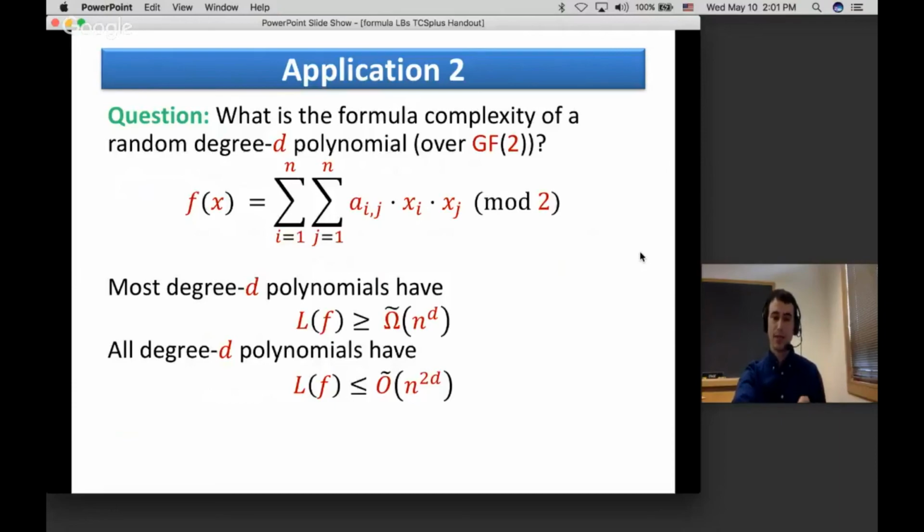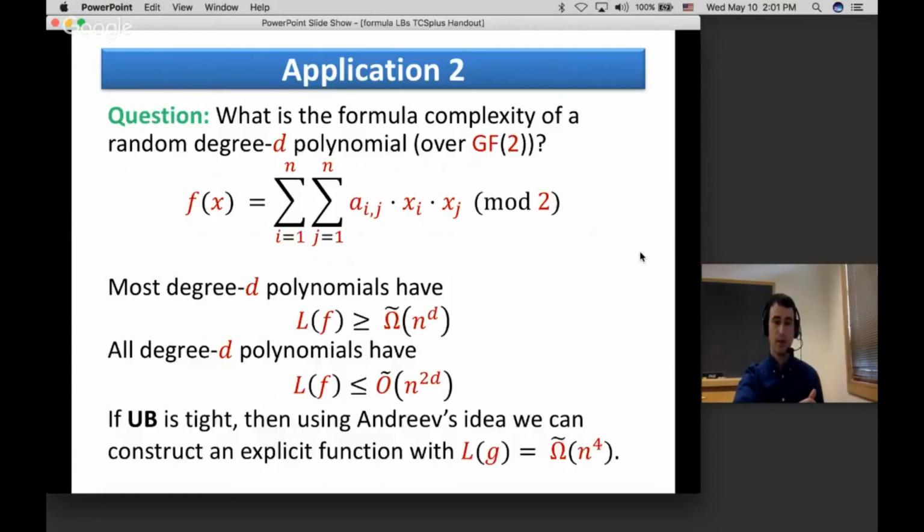We suspect that the upper bound is tight. So the conjecture is that the upper bound is tight. If this conjecture is true, then using the ideas of Andreev and converting the randomness to be part of the input, along with composition with parity, you can construct an explicit function whose formula size is almost n to the 4. So there's a bug in the slide. It's n to the 4 minus epsilon, actually. So you can get close to n to the 4 if this conjecture is true. Unfortunately, I'm not sure that this conjecture is true. I cannot prove it yet.